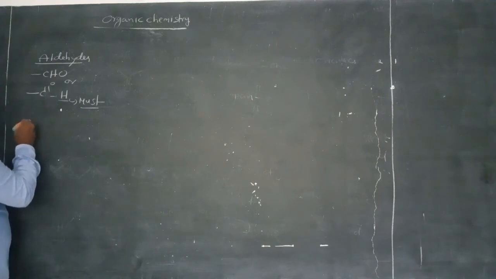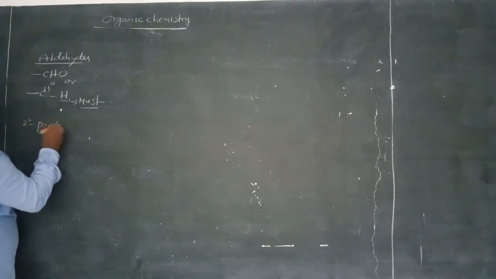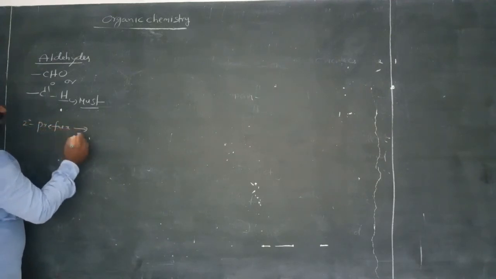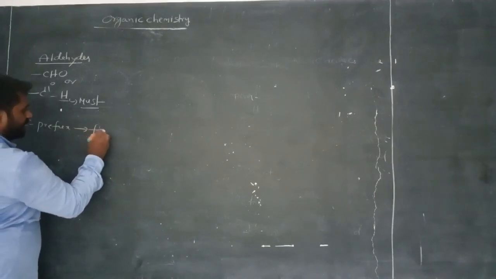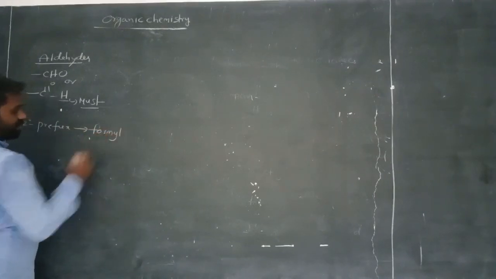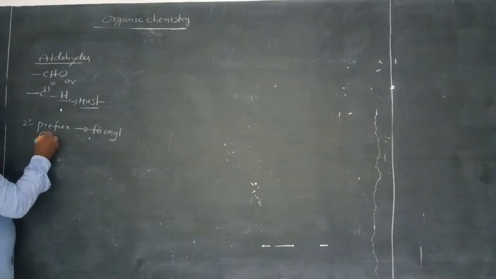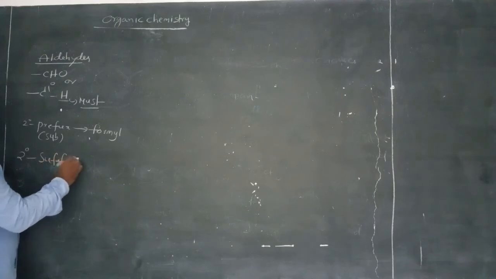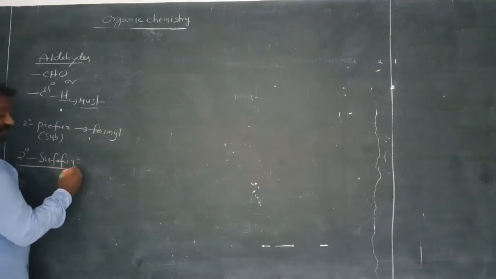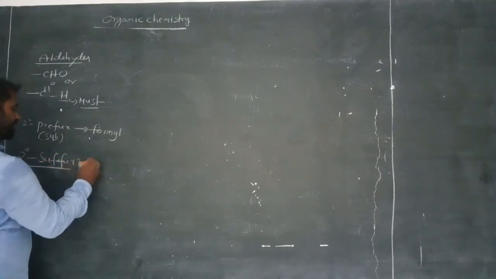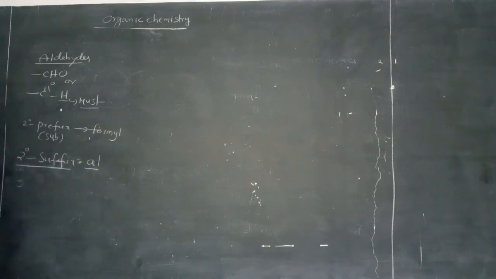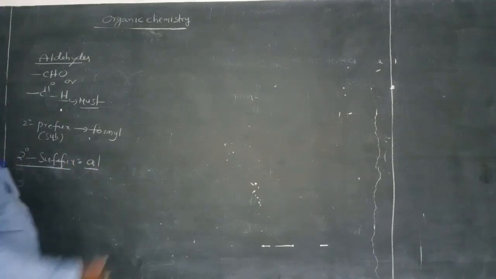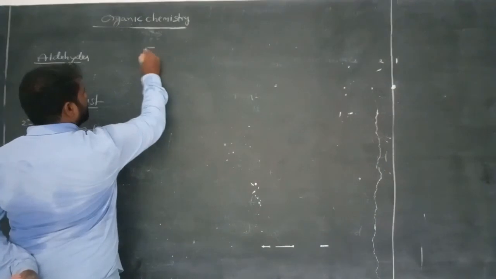And what is the secondary prefix? The secondary prefix is formyl. Formyl, that means as a substituent. And the secondary suffix is the main functional group. What about this? Secondary suffix means main functional group. In that case, al for aldehyde, one for ketone. Okay. So write the examples.